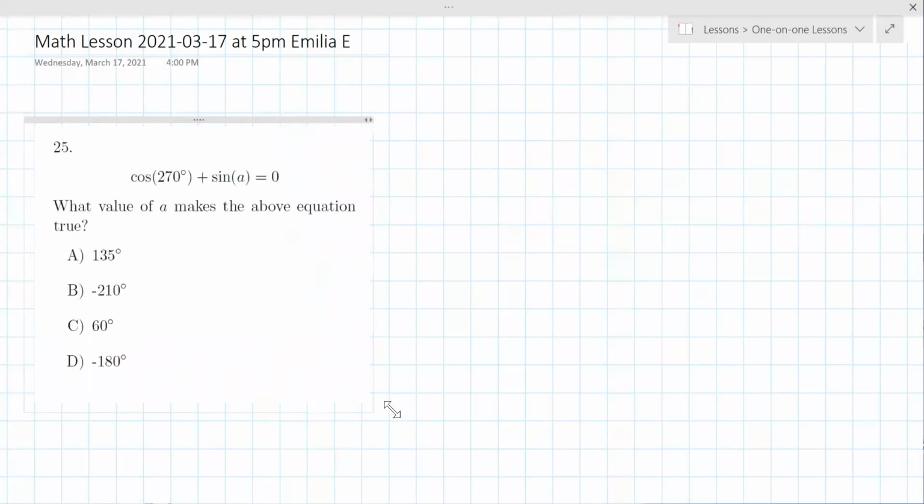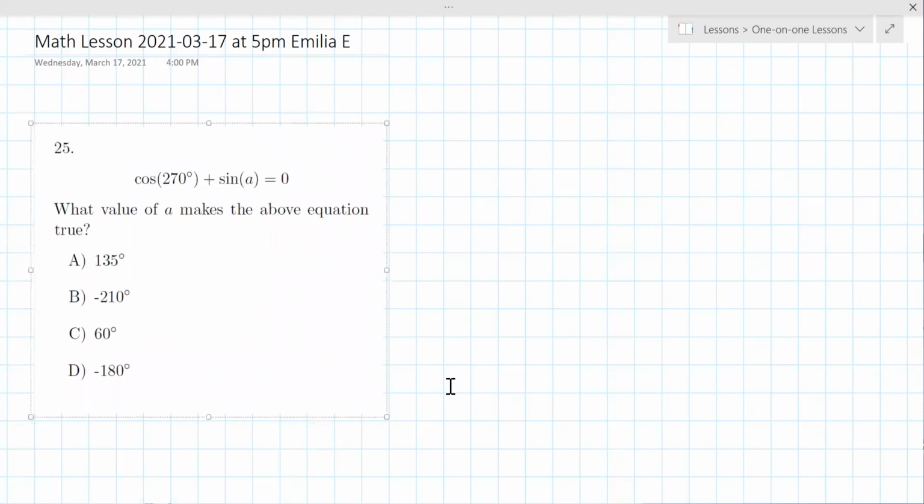Okay, so if you're looking at my screen, you see a question that says, what value of A makes the above equation true? There are obviously some answers here. The cosine of 270, you have to be able to figure that out, and that's a unit circle. So how comfortable are you on your unit circle?